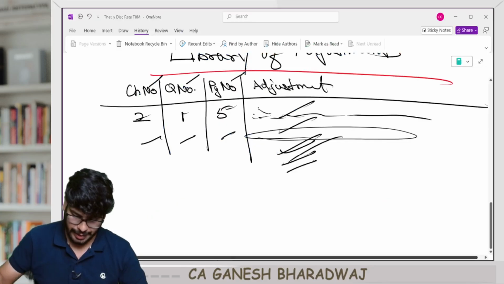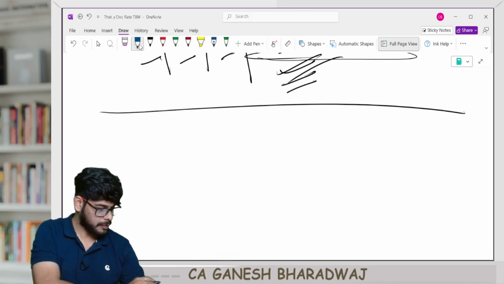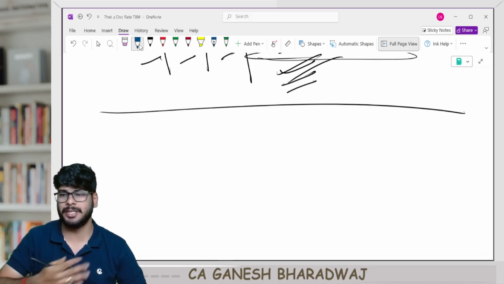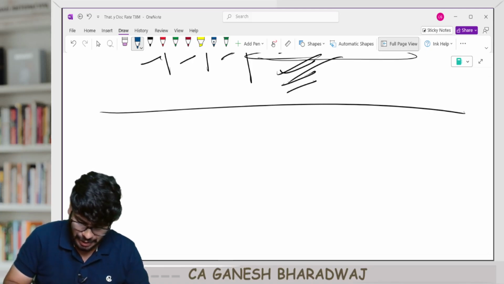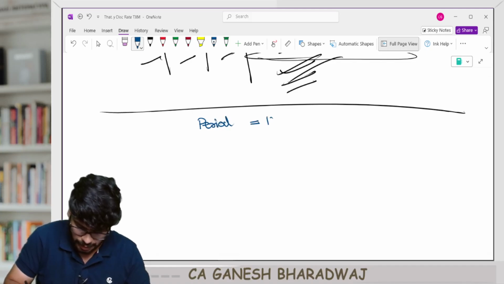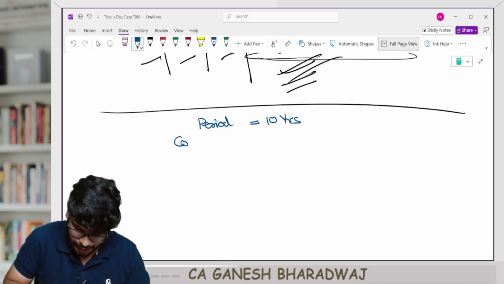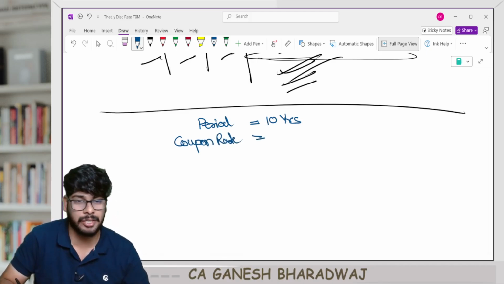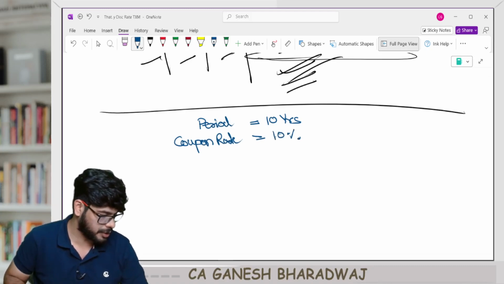Now, how do we do this? I will take an example and show it to you. Now, guys, just focus. I just want your participation. All these notes will be given to you. Now, let us assume the period of debenture is going to be 10 years. Then the coupon rate. Coupon rate means interest rate. This is not your IRR. It is an interest rate, not a discount rate. It is 10%.